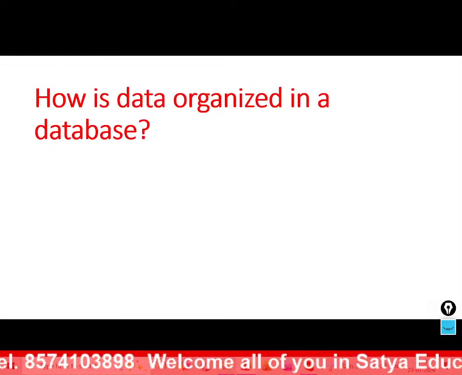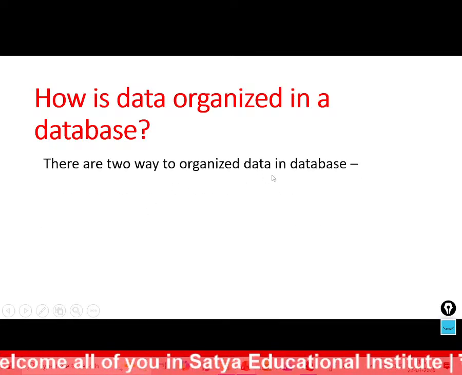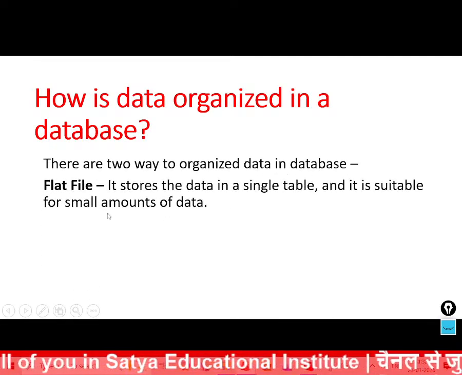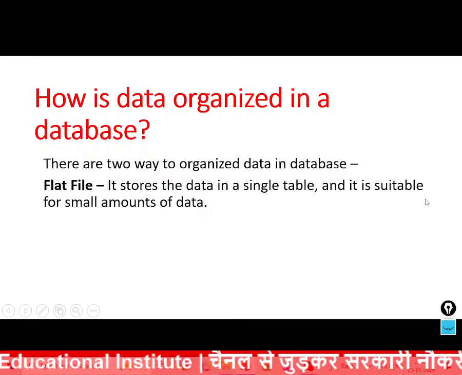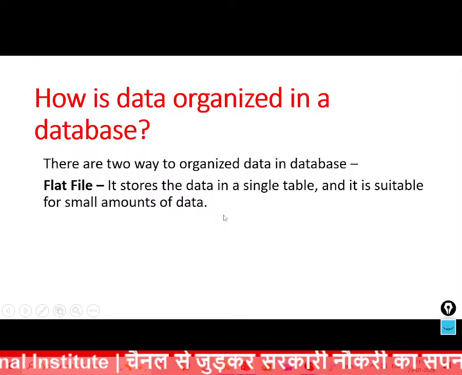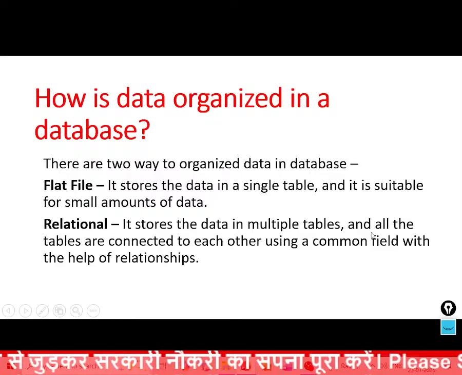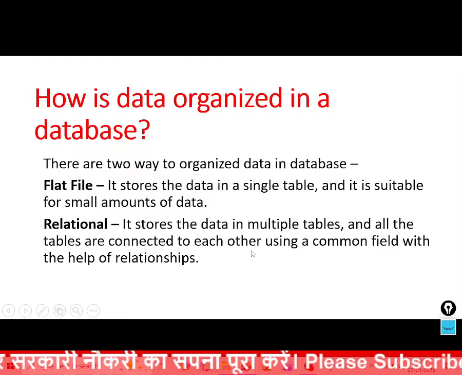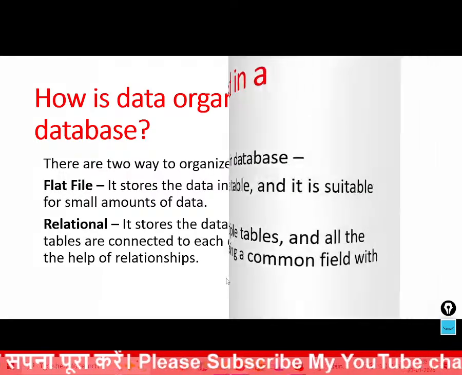How is data organized in a database? There are two ways to organize data in a database. Flat file: it stores the data in a single table and it is suitable for small amounts of data. Relational: it stores the data in multiple tables and all the tables are connected to each other using a common field with the help of a relationship.